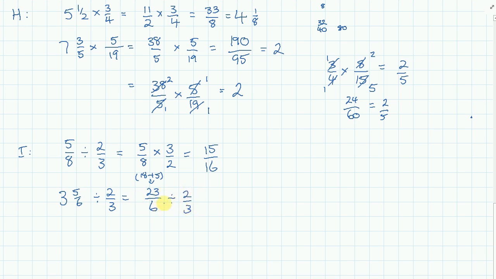We can't cancel yet. A lot of people are tempted to cancel at this point. You can't cancel until you've done the keep, the change, and the flip. So now when we cancel, we get 2 on the bottom, 1 on the top. Multiply through, you get 23 over 4. 4's into 23 goes 5 times, with 3 over 4 left over.